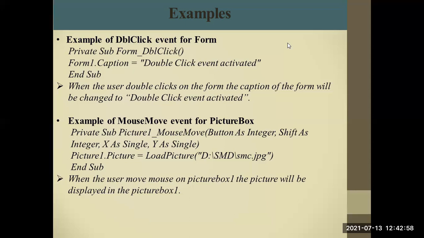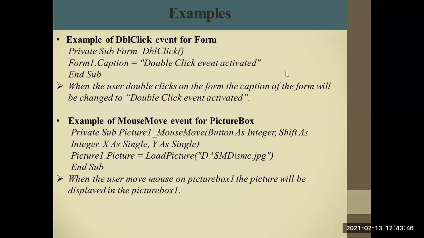Whenever you move the mouse in a particular picture box, the picture will be zoomed out. You can see the picture is zoomed out because this particular event is performed. So whenever you place the mouse on the picture box, an event is created, and the event is there to display the picture. These are some common events that are used.